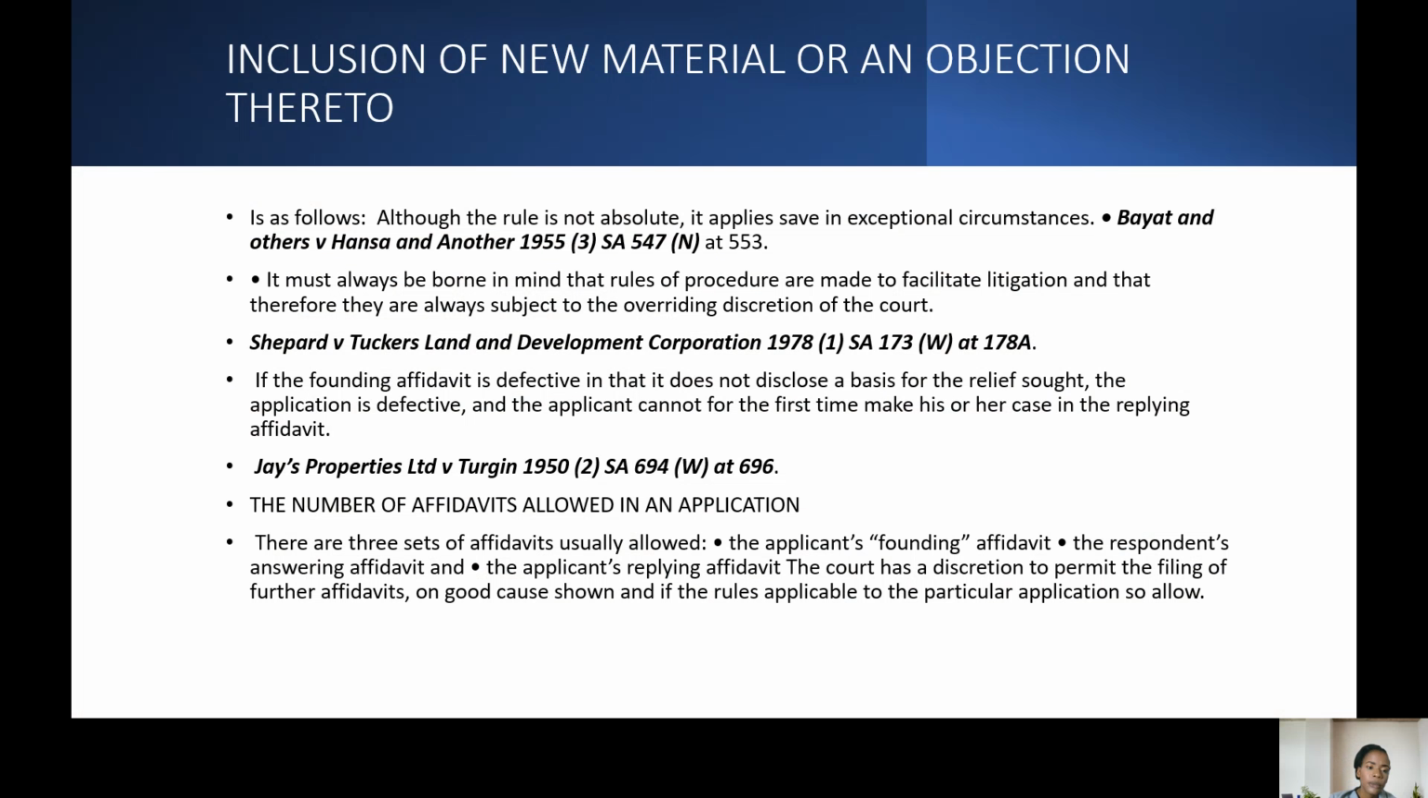Inclusion of new material, or an objection thereto, is as follows. Although the rule is not absolute, this applies save in exceptional circumstances. This was mentioned in the case of Bayet and others. It must always be borne in mind that the rules of procedure are made to facilitate litigation and that therefore they are always subject to the overriding discretion of the court.